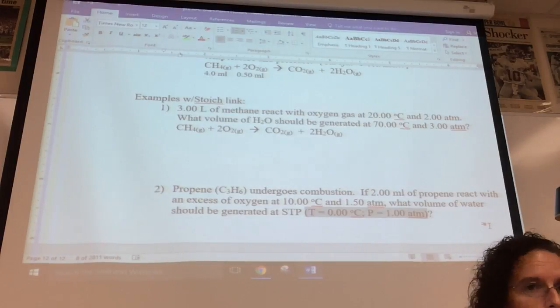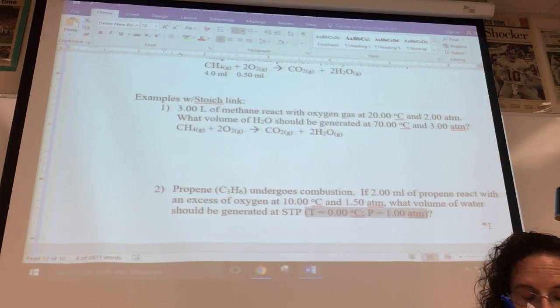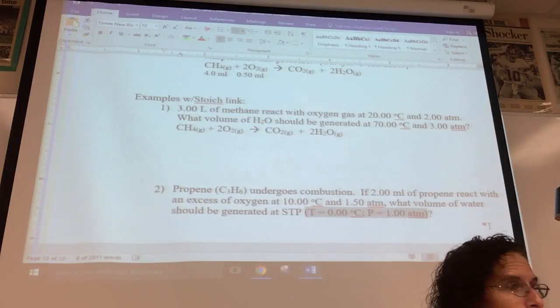It's propene. Propene is an alkene. It's got a double bond in it. Propane is C3H8. That's like the propane tanks with your grills where you barbecue. But propene has 2 less hydrogen. What is it used for? I don't know. We can look that up.